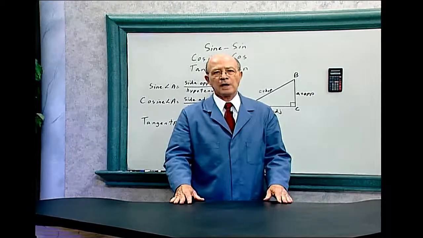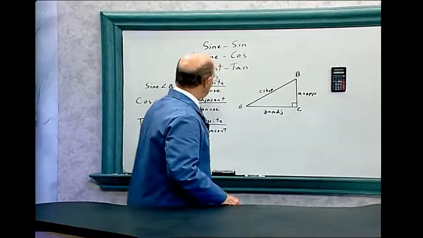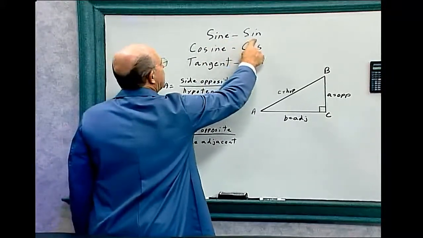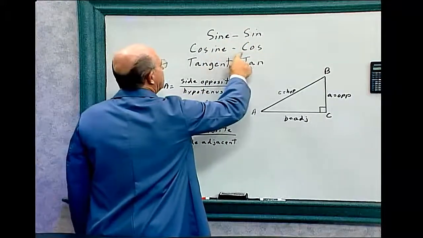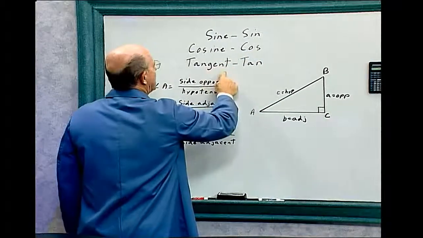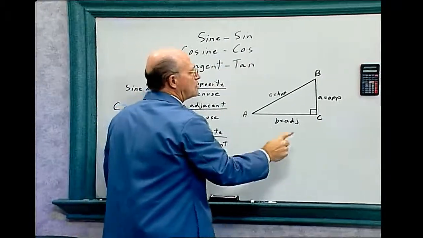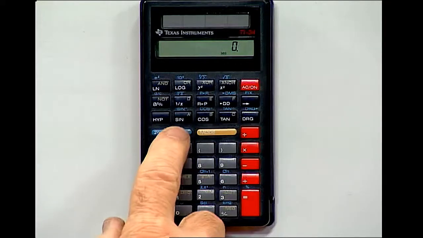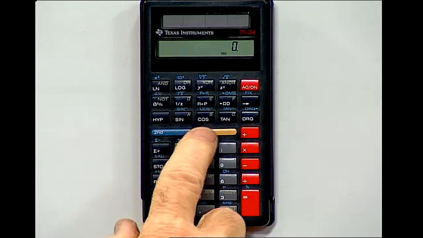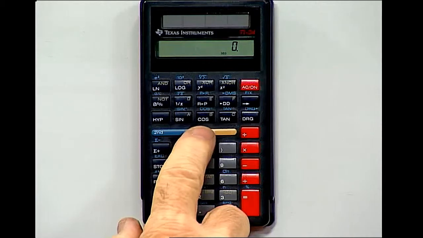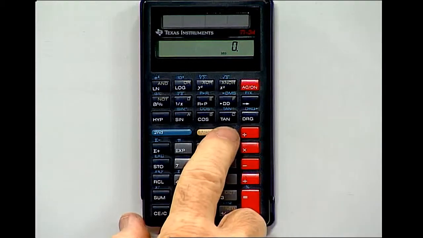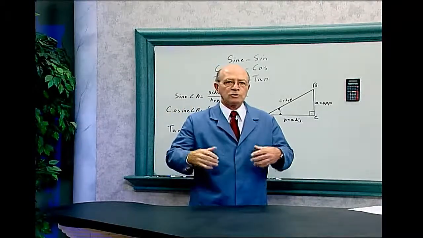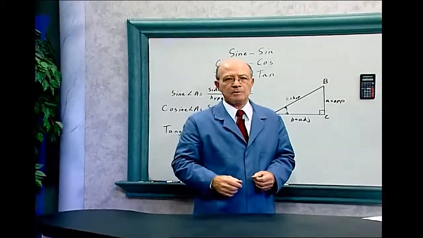Many scientific calculators have just these 3 buttons: sine, which is abbreviated as SIN, cosine, abbreviated as COS, and tangent, TAN. If you notice on this calculator, there are the 3. Sine, abbreviated SIN, cosine as COS, and tangent as TAN. And with these 3 buttons, you can solve all sorts of trigonometric problems.